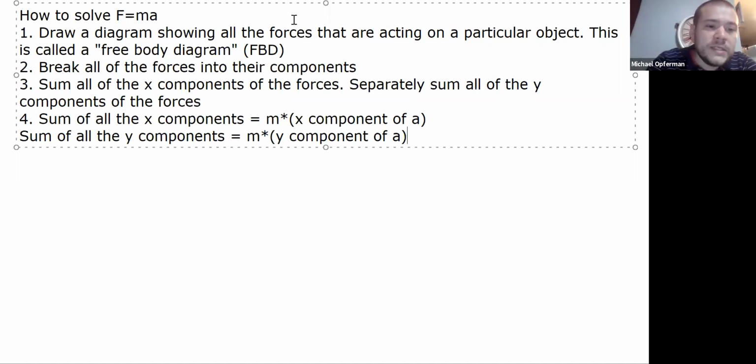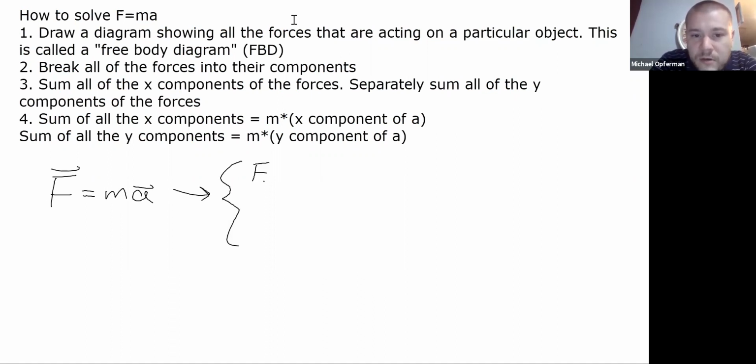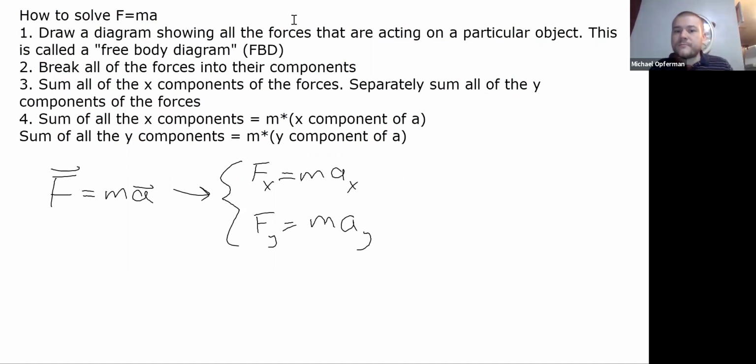So really, when we say that F equals ma as a vector equation, what we really mean by this is two algebraic equations. The sum of the x components of force equals max, and the sum of the y components of force equals may. So that is the way we're going to break it down.